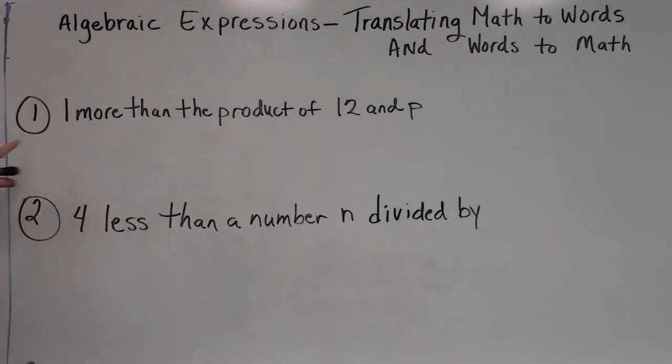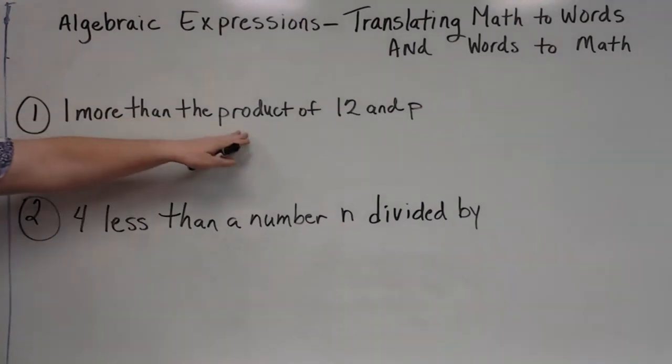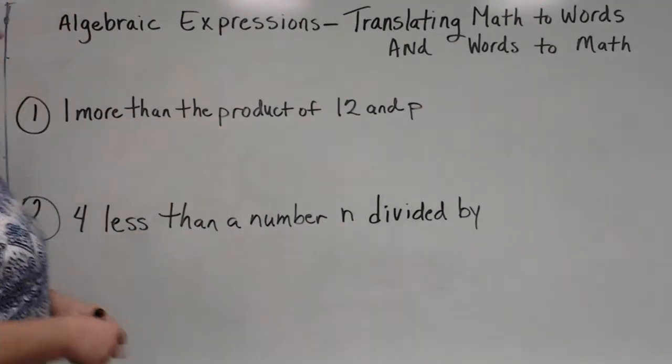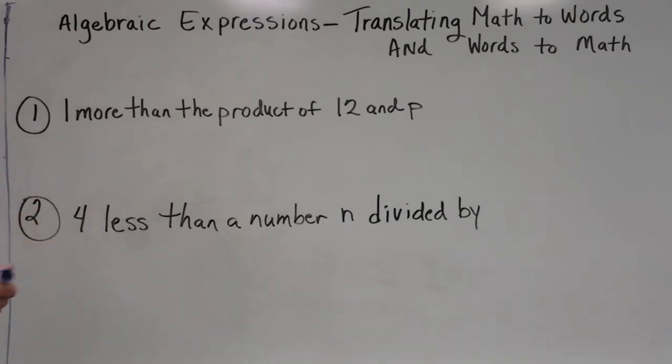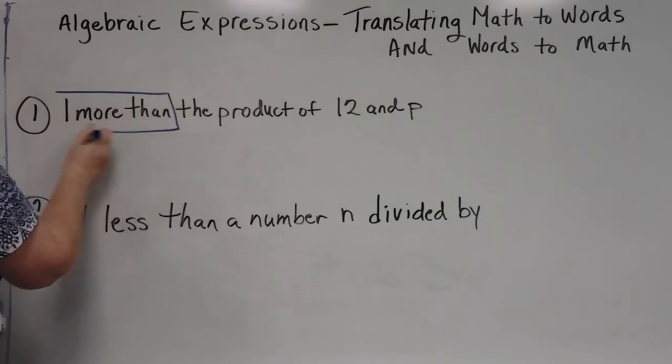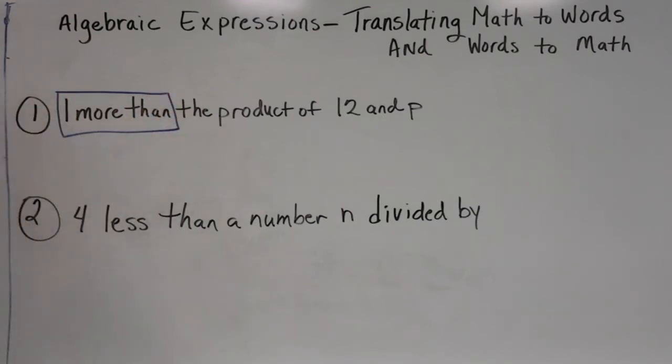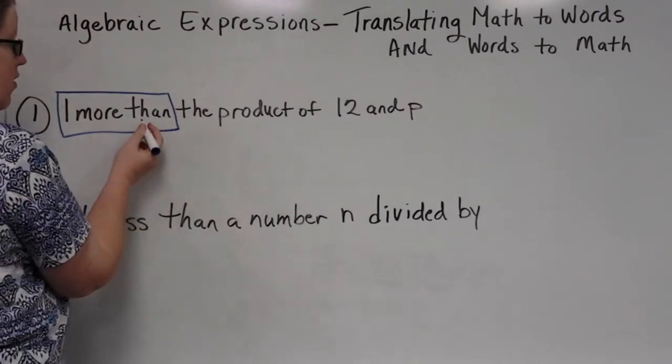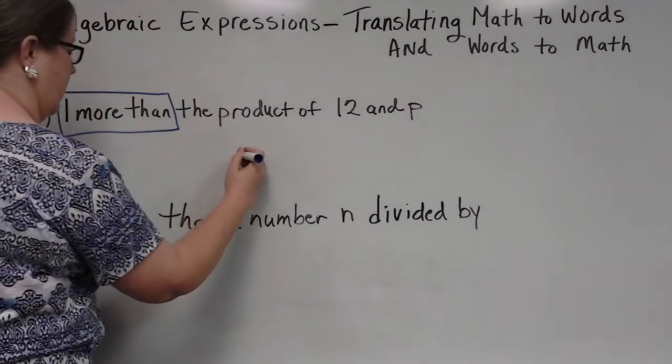So, let's look at number 1. 1 more than the product of 12 and p. Now, I'm going to separate it into some boxes. Okay? 1 more than is the first box. What do you think 1 more than looks like? Does it look like plus 1 or minus 1 or times 1 or divided by 1? It looks like plus 1. 1 more than is plus 1.